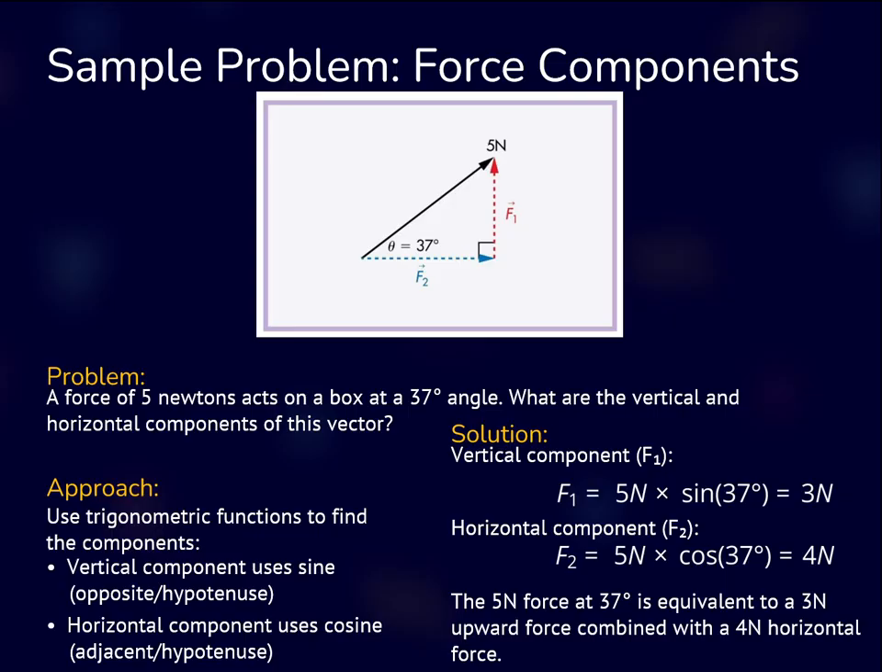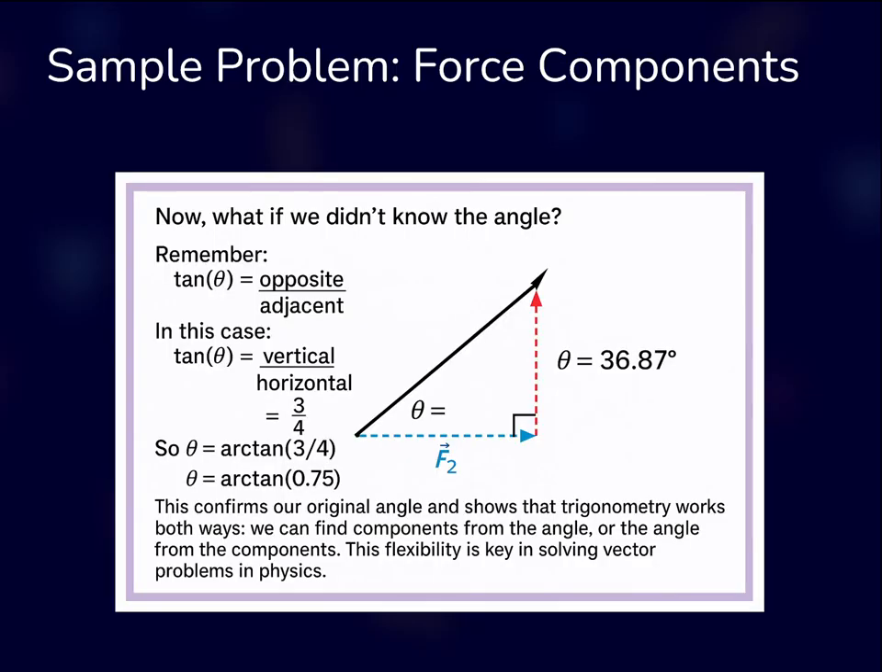Now, what if we didn't know the angle? We can actually work backwards to find the angle using the tangent function. Remember, tangent of theta is equal to the opposite side divided by the adjacent side. So in this case, tangent theta is equal to vertical divided by horizontal. Again, in this case it is 3 divided by 4. So, into your calculator, theta is equal to the arctangent of 3 over 4.